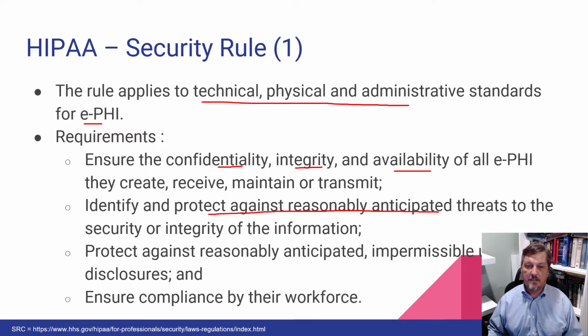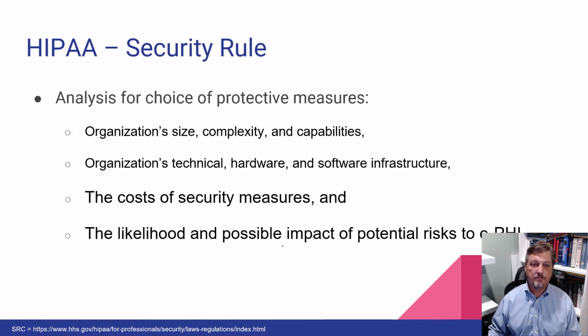Identify and protect against reasonably anticipated threats to the CIA of that information. Protect against reasonably anticipated impermissible uses of the information, and ensure compliance by the workforce. Now, the HIPAA security rule doesn't give an absolute standard of what an organization needs to do to comply. It recognizes that there are going to be covered entities and business associates of widely different sizes and complexities, that can only reasonably implement some degree of security measures.